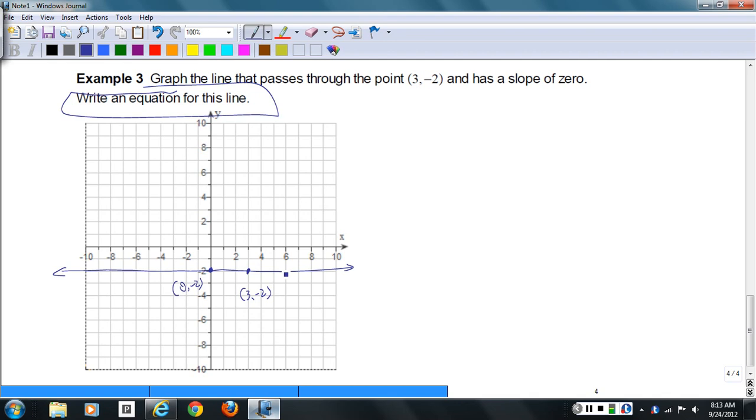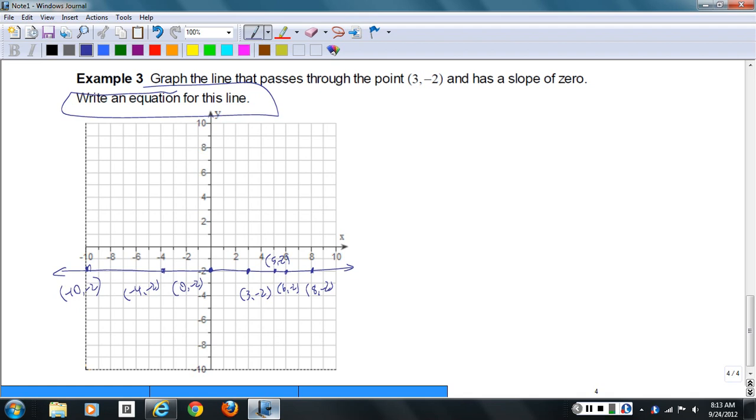make some observations. Other points on the line: (5, negative 2), (6, negative 2), (8, negative 2), (negative 4, negative 2), (negative 10, negative 2). I just want to write an equation that describes every point on this line. What do all the points on this line have in common? Negative 2. The y coordinate is negative 2.